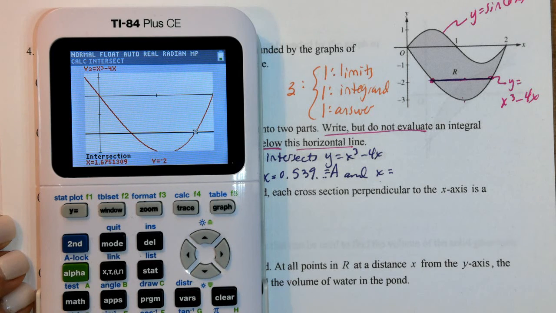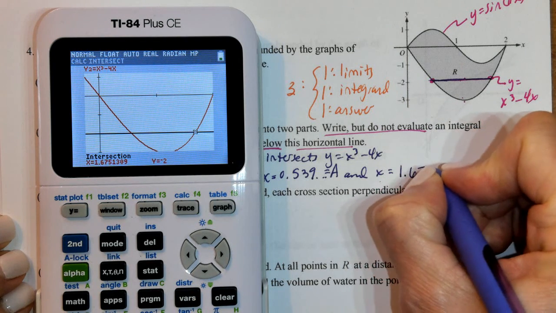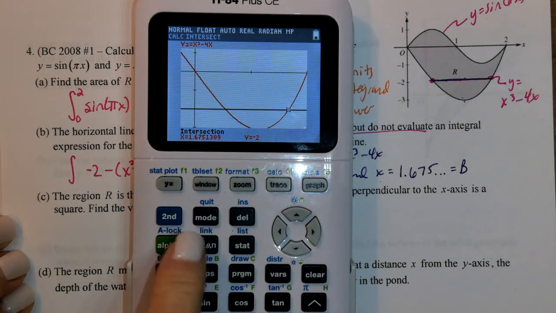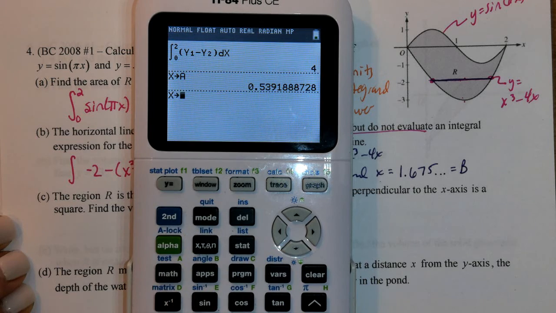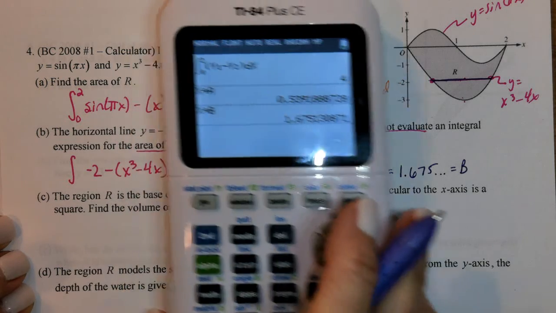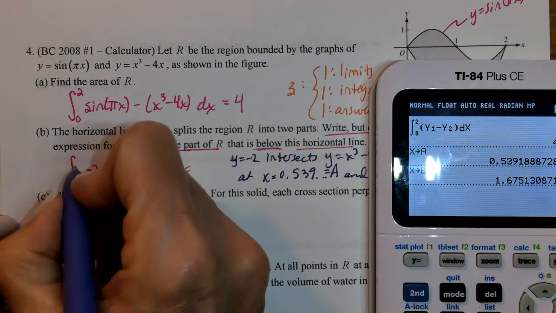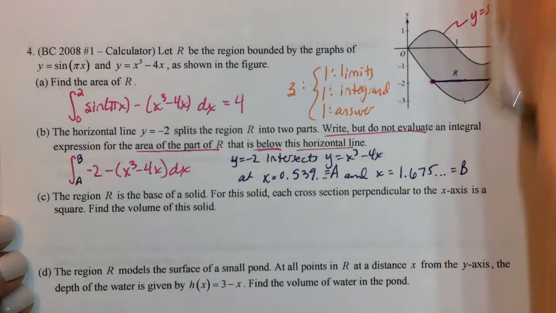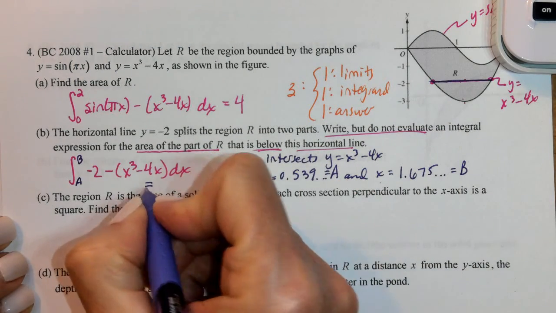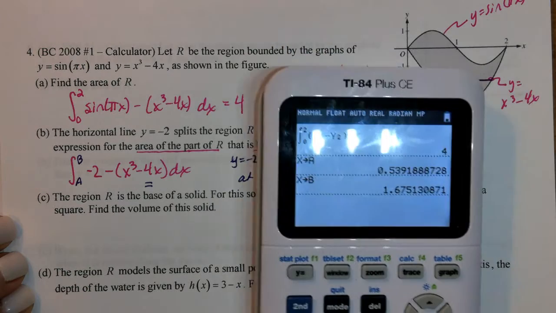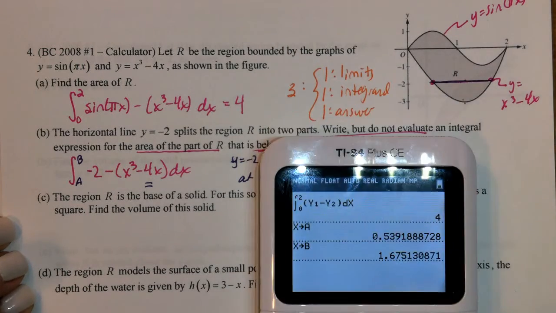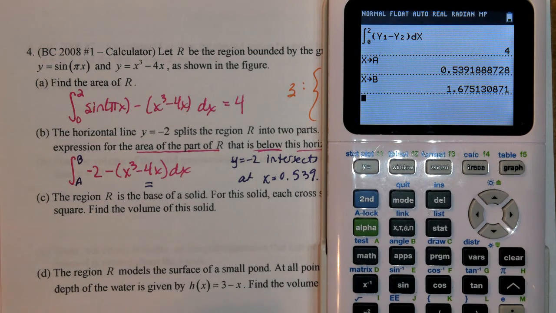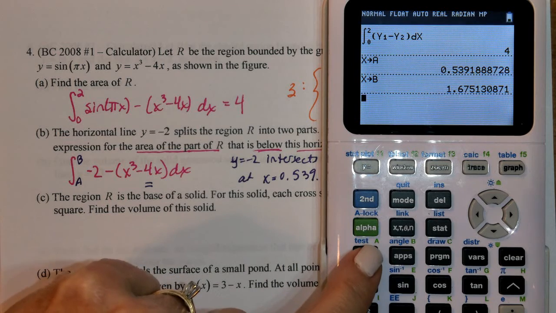Get a little closer over there. 1.675, and I'm going to store that in for B. So go to my home screen, store that x value in for B, so we're not losing those. And then over here on my integral, I can just put from A to B. I didn't leave myself much room here. You are going to have plenty of room on the AP exam, so don't worry about trying to squeeze things in. I just try to save paper, so I don't give you a whole lot of space.